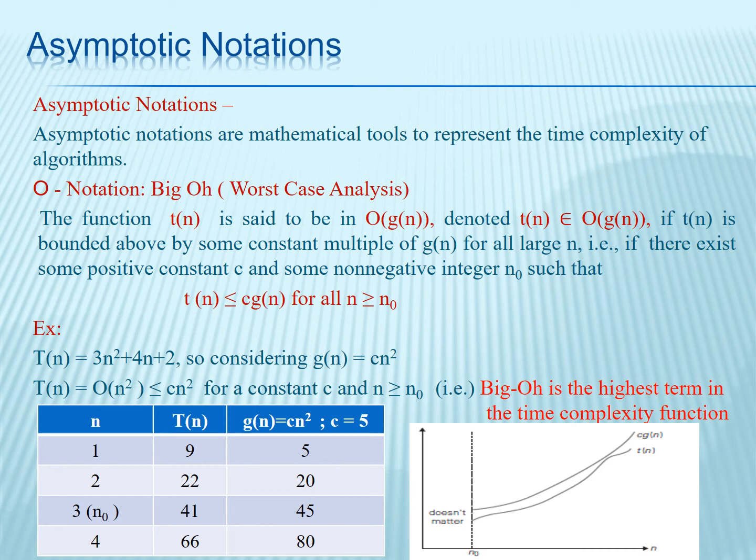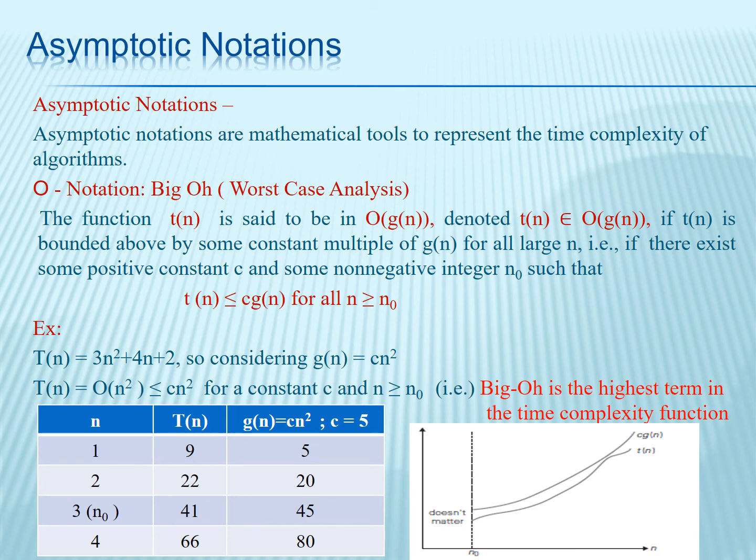consider a function t of n equal to 3n squared plus 4n plus 2. We say this function t of n is a big O of another function g of n if there exists a constant c in which for a value of n greater than n naught always the t of n is less than or equal to c multiplied by g of n. That is, for this function we consider g of n is equal to n square.